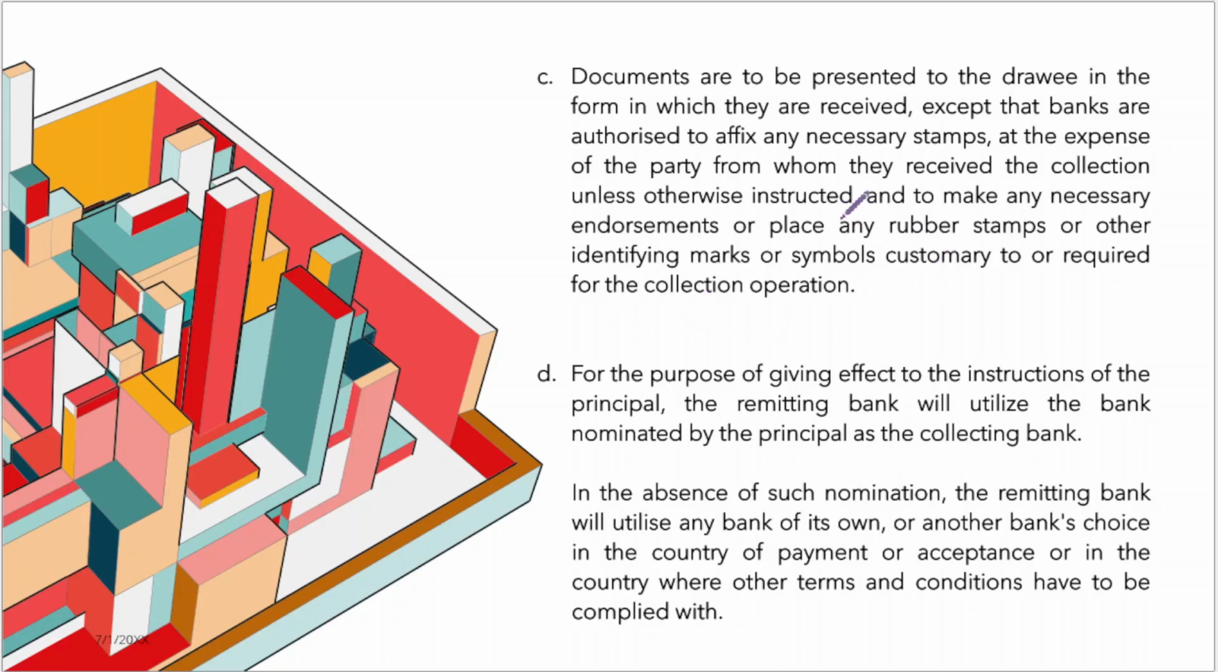So here again, let me highlight the three exceptions, or the three things that you could additionally do to the documents that you get. You can affix any necessary stamps, that is exception 1. Exception 2 is to make necessary endorsements. That is the second exception. Third is you can place any rubber stamps or any identifying marks or symbols. So you can do these three and still hand over the document as it is to the drawee.